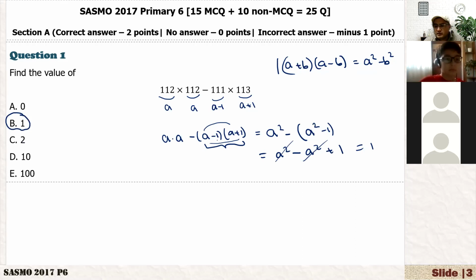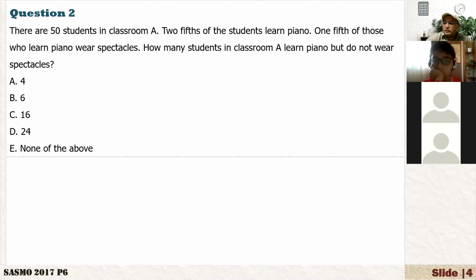Okay, Ismail and I think 4 or 5 people are here. Now let's continue. Now I will ask you, if you know, write your answer first, and I will ask you. I really want you to explain if your answer is correct. I then read the question. Yes, there are 50 students in classroom A. Students in classroom learn piano but do not wear spectacles?